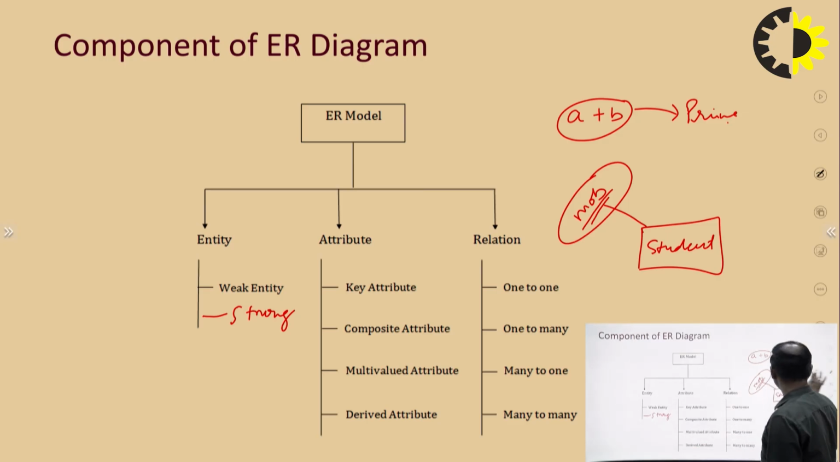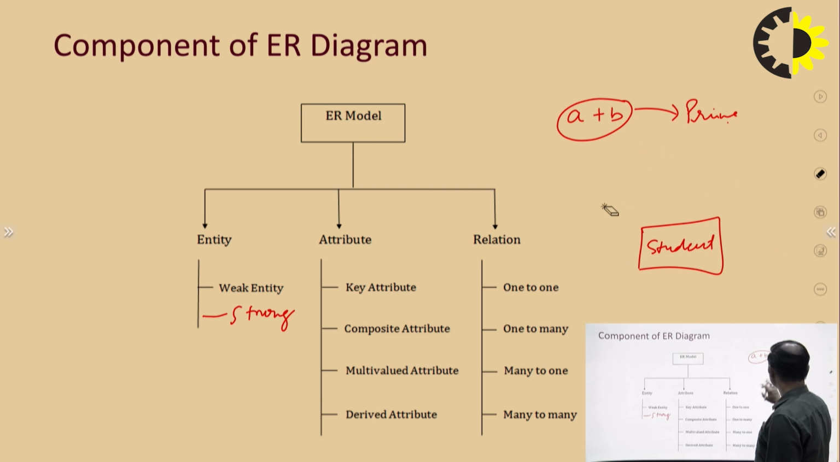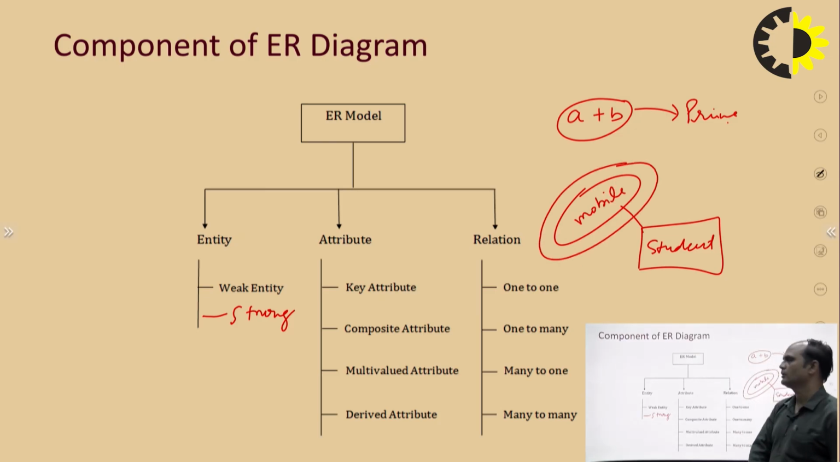And we can denote a multi-value attribute by, suppose a student has a mobile number and we can have a multi-value attribute. This is called a multi-value attribute. We draw a double circle, so this is called a multi-value attribute.